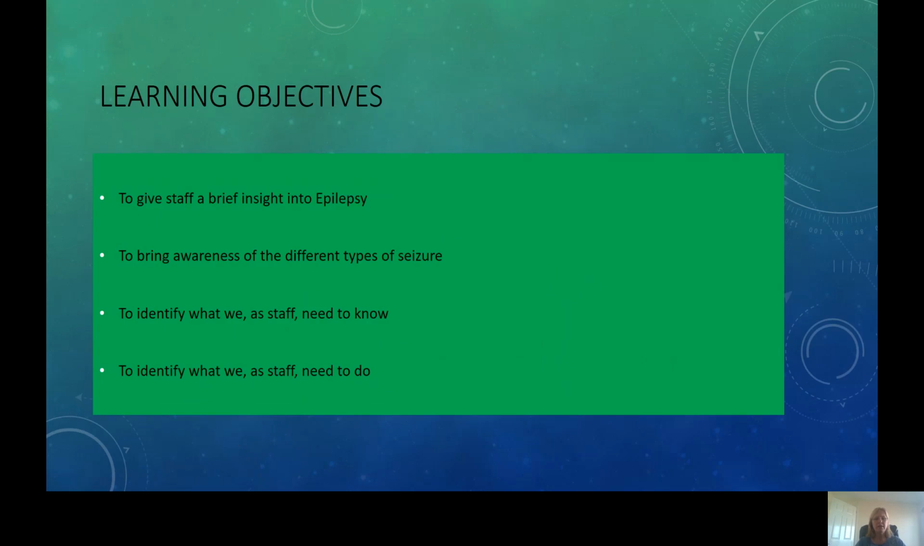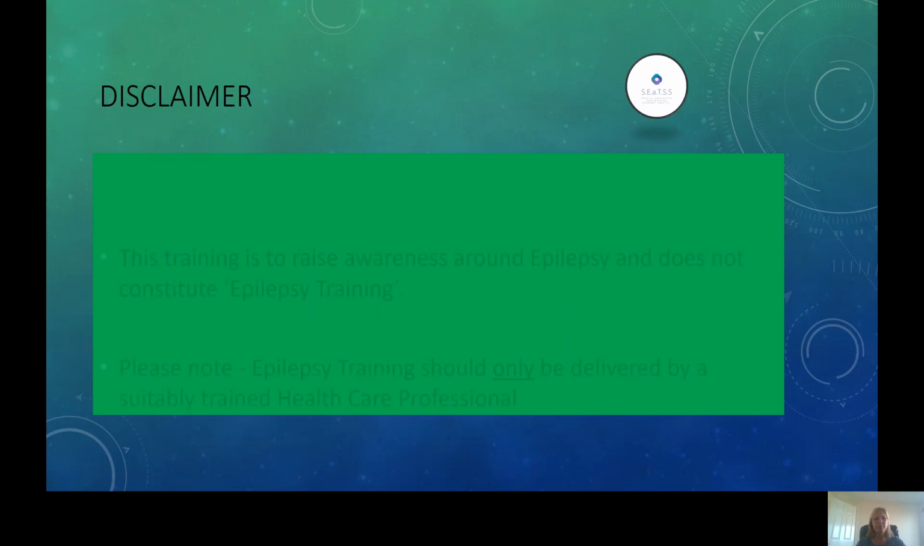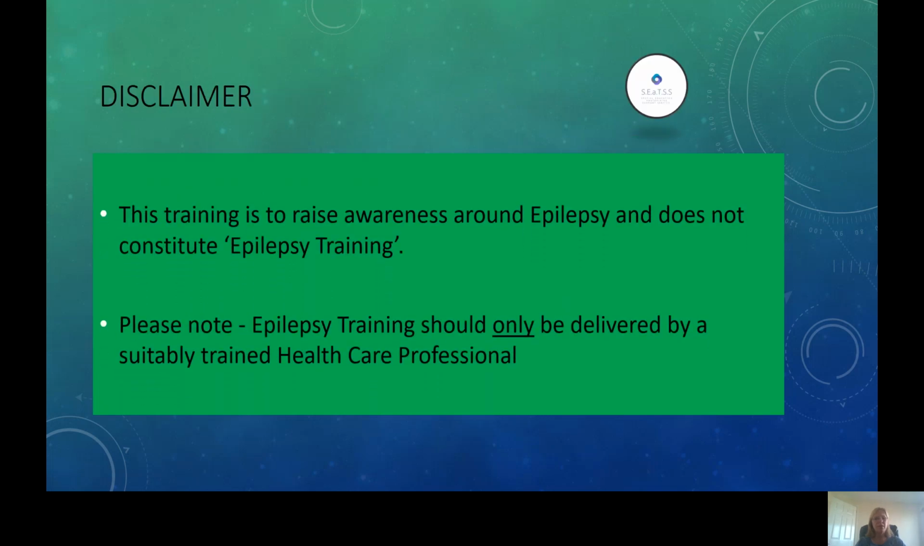The purpose of today's training session is to give staff a brief insight into epilepsy, to bring awareness of the different types of seizure there are, to identify what we as staff need to know, and identify what we as staff need to do. Before I start, I must state that this training is to raise awareness around epilepsy and does not constitute epilepsy training. Epilepsy training should only be delivered by a suitably trained healthcare professional.